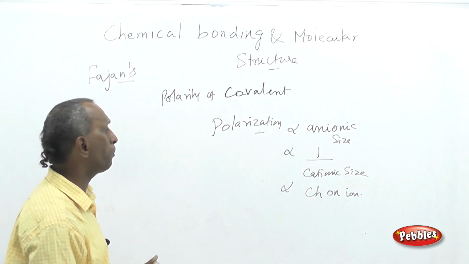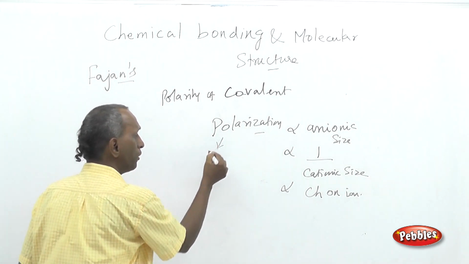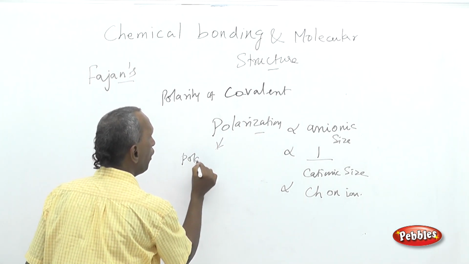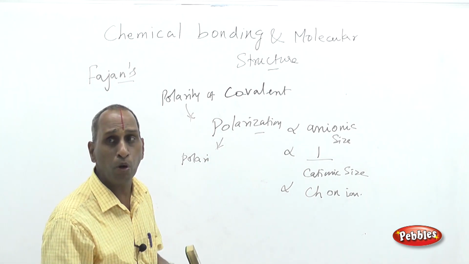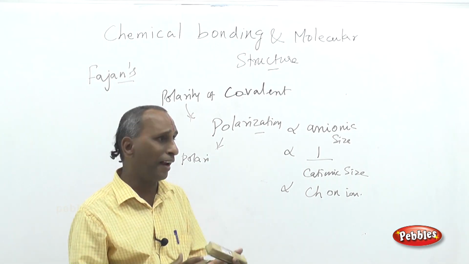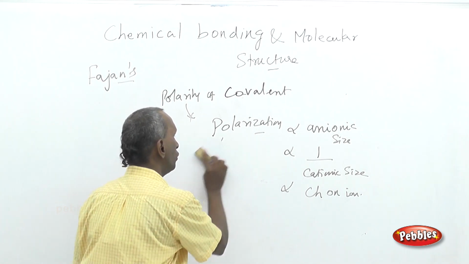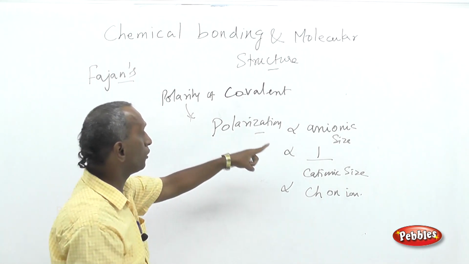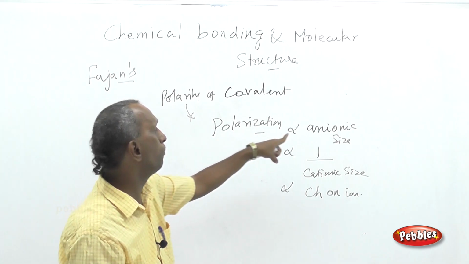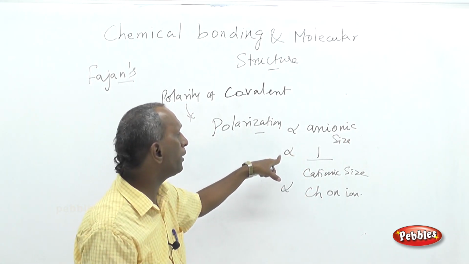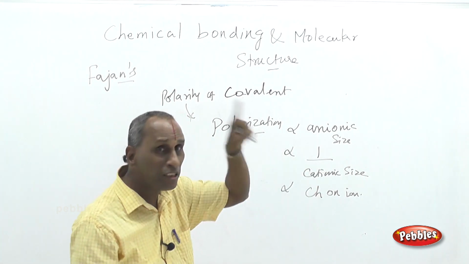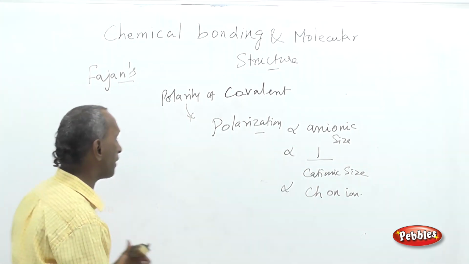So what do we mean by polarization here? Polarization is the polarity of a covalent bond, the capacity to attract the shared electron pair towards a particular atom. So polarization power is more if the anionic size is more, and polarization power is more if the cationic size is less. Let us compare these two.